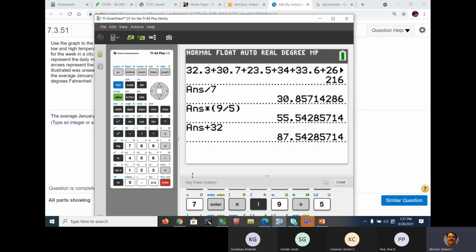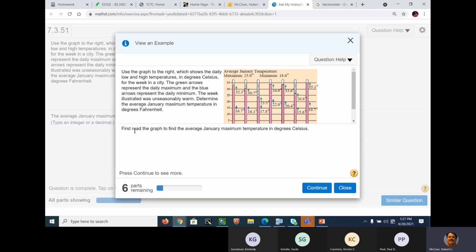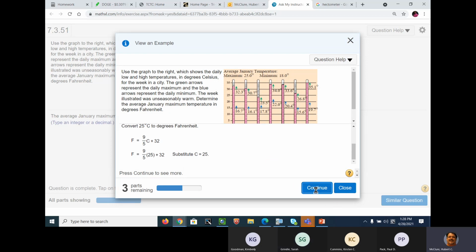Okay, so evidently they're wanting us to do something different in this problem, or they got the wrong answer. Let me see what they do. First, read the graph to find the average maximum temperatures. They want us to convert each one. Well, it should work the same way. Okay, we're going to have to convert each one, and we don't have enough time to do that today, so we'll pick up here tomorrow or Friday.